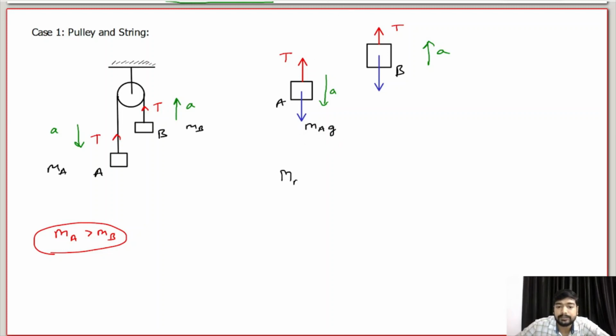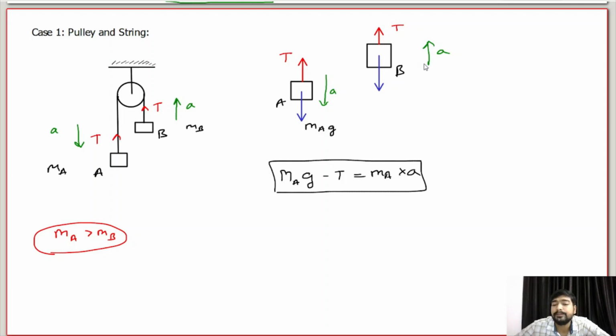So MA g minus T equals the mass of A, MA, times the net acceleration, that is a. Similarly, write the equation for block B. The acceleration is upward, so I will take T as positive here. So T minus this, which is MB times g, equals the net force, that is the mass of block B times the acceleration a. This is the next equation.